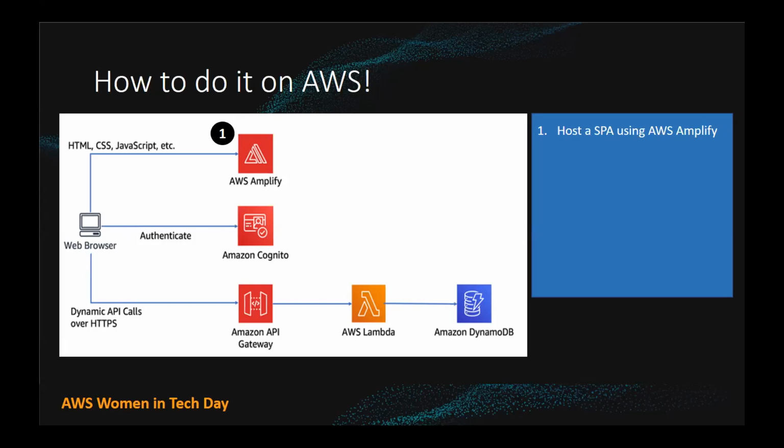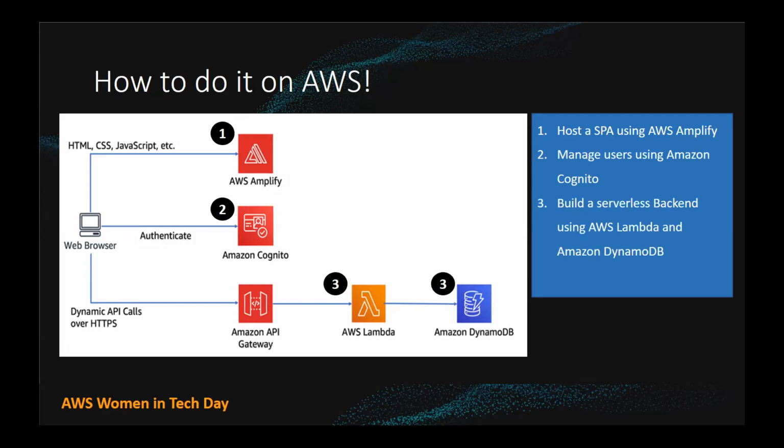Just to summarize, we are hosting a single page application using AWS Amplify. We are managing users using Amazon Cognito. For the backend, we are building a serverless backend using AWS Lambda and DynamoDB. And then we have deployed a RESTful API using API Gateway. So let us look at how we are doing this one by one. I'm going to stop sharing my screen for a second and bring up the browser to show you the demo.